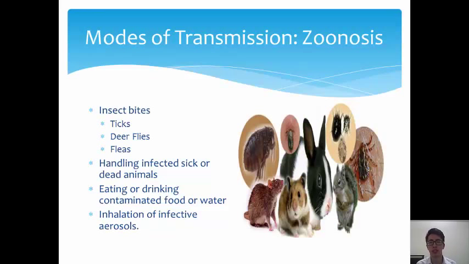Some modes of transmission include insect bites by ticks, deer flies, and fleas. Another way it can transmit to us is by handling infected sick or dead animals, eating or drinking contaminated foods and waters, or inhaling infective aerosols. This disease is zoonotic, which means that animals can obtain the disease and can also transmit it to us as well. However, human to human interaction can't really transmit this disease, which is a really good thing.